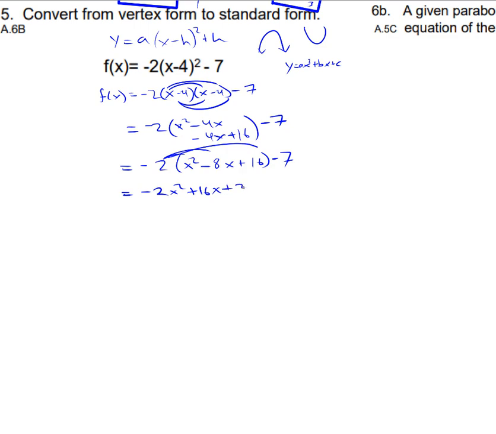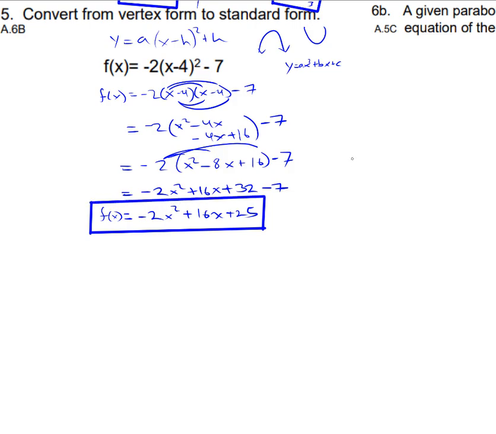Plus 32 minus 7, okay? And this 32 minus 7 there is going to become 25. So that's going to become negative 2x squared plus 16x plus 25. And that right there is my answer in standard form. Oh, almost. F of x or y, which is the same thing, okay? So this right here is my answer in standard form, okay?